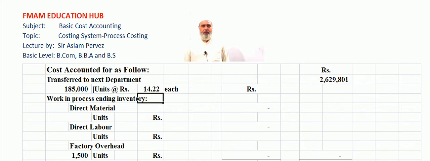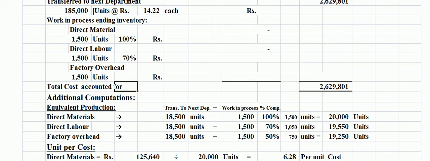Now students, we put work in process ending inventory here, 1500. The degree of completion is 100%. Same as direct labor, 1500. Degree of completion is 70%, and also the factory overhead 50%.